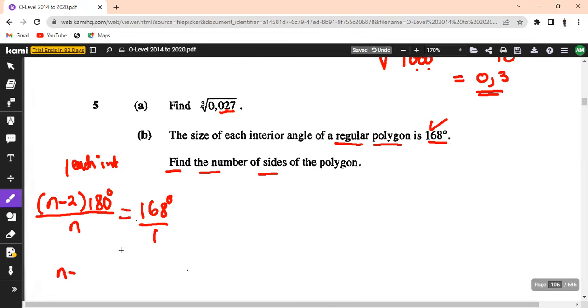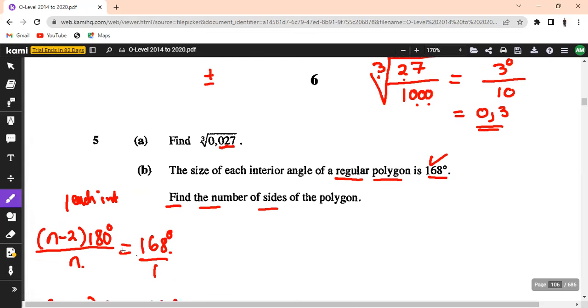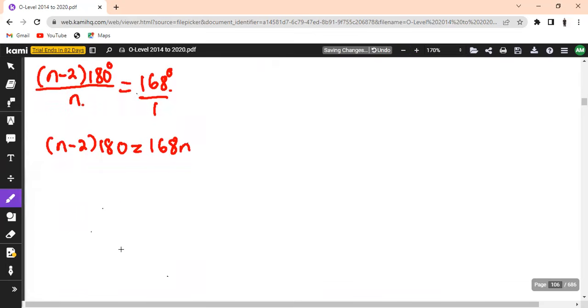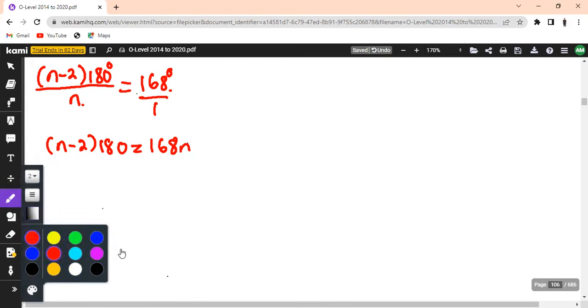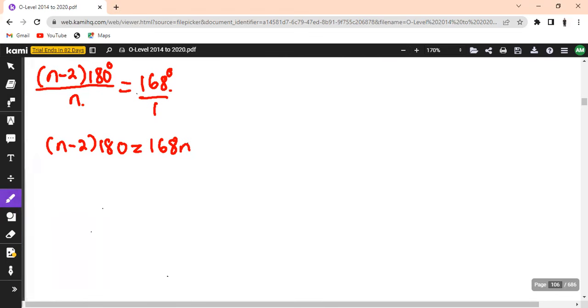So it's going to be (n minus 2) times 180, which is equal to n times 168. That's 168n. All right, let's collect our like terms. Before that, let's expand the brackets. Yeah, we can expand the brackets here. So we are going to just multiply by 180 times n here. That's 180n. 180 times minus 2 here, that's minus 360, which is equal to 168n.